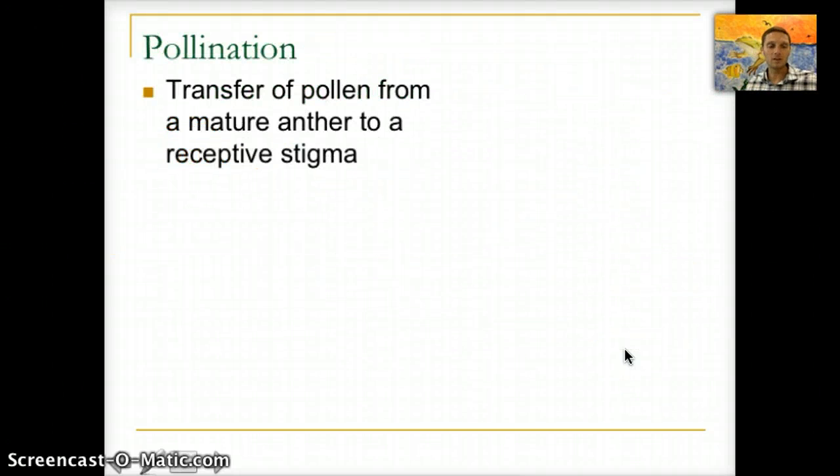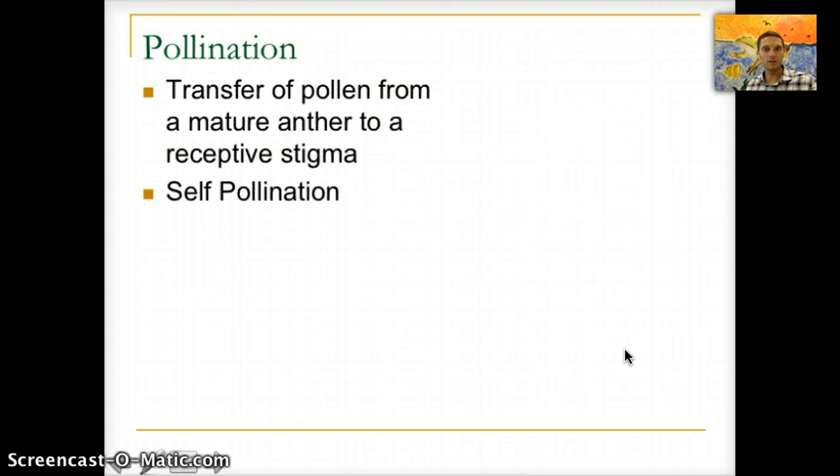The process of pollination is transferring pollen from a mature anther to a receptive stigma. And this obviously has to be conducted between plants of the same species and also within the same time frame. One way that plants have been able to do this is through mutualistic relationships with pollinators, usually insects or birds. The advantage is that the pollinator gets some sort of food, and the plant benefits because it's able to spread pollen from one plant to another to reproduce sexually.